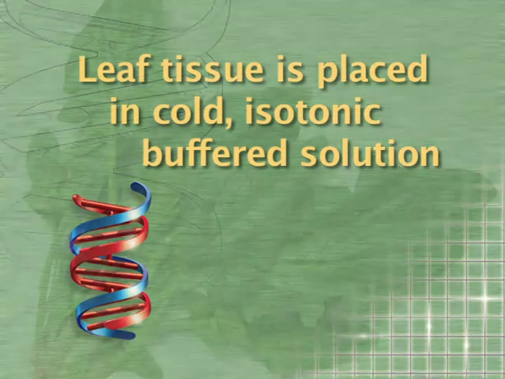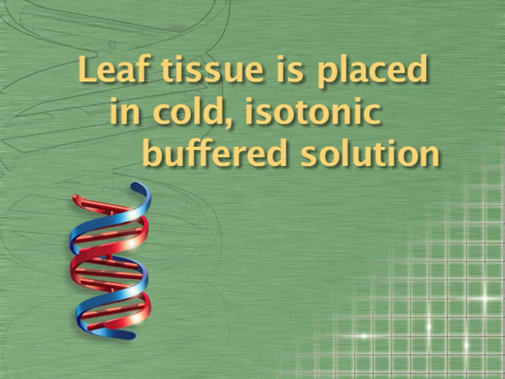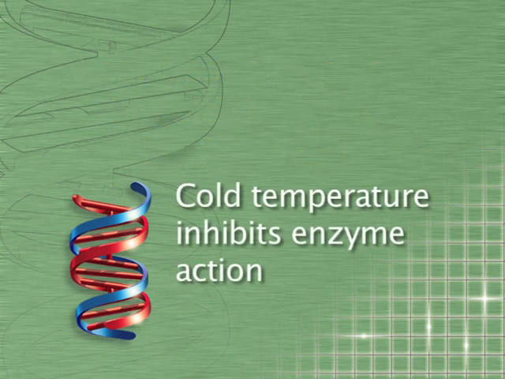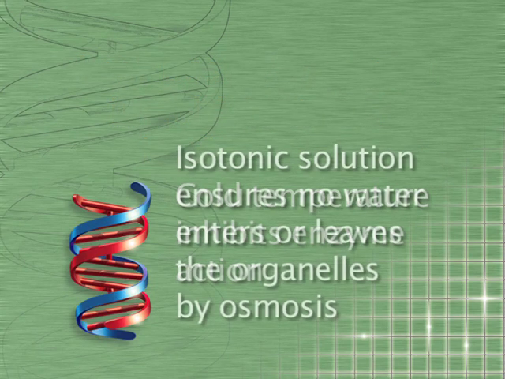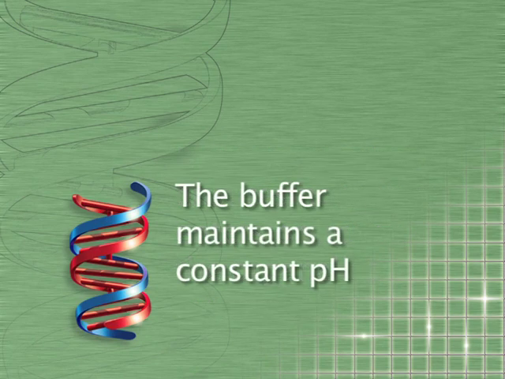Some leaf tissue, spinach leaves work well, is placed in a cold isotonic buffered solution. The cold temperature inhibits enzyme action, and the isotonic solution ensures that no water enters or leaves the organelles by osmosis. The buffer maintains a constant pH.